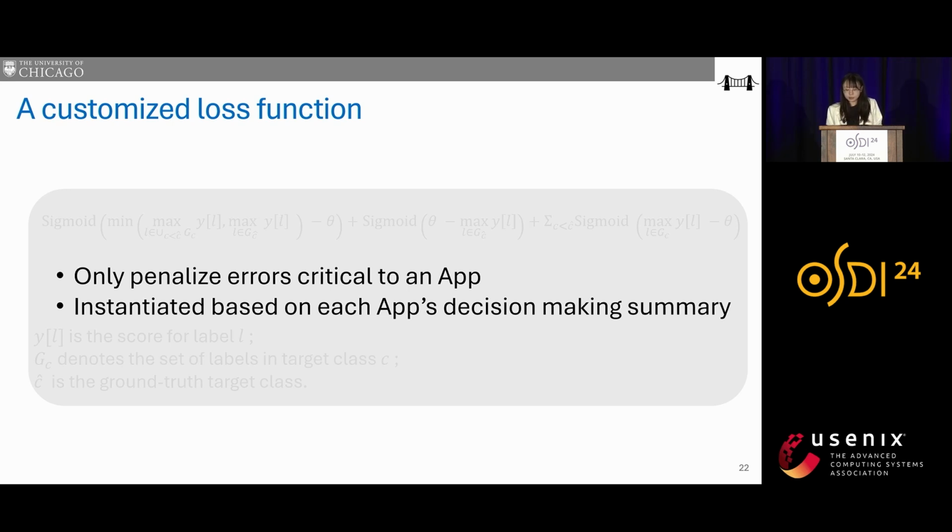So this loss function does not penalize wrong labels belonging to the correct equivalent class, and it does not penalize wrong labels belonging to a wrong target class but of a lower priority than the correct target class. However, it does penalize predicting wrong labels belonging to a wrong but higher priority equivalent class. And it penalizes the error of not predicting a label belonging to the correct equivalent class. So with this loss function, we can retrain the generic model to minimize the model errors that would be critical to the application that uses the model.